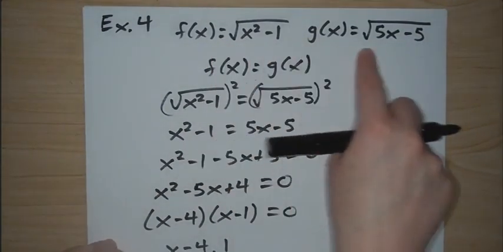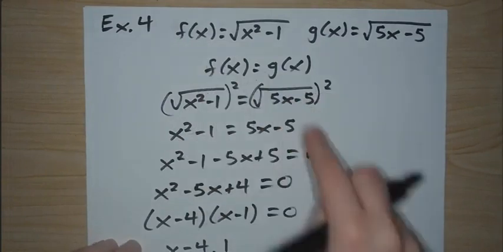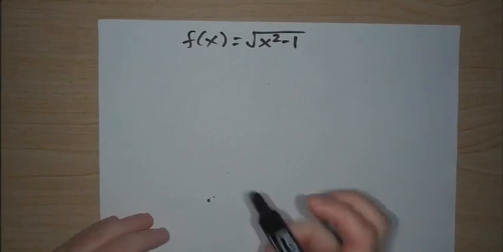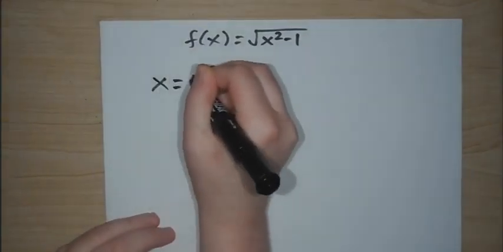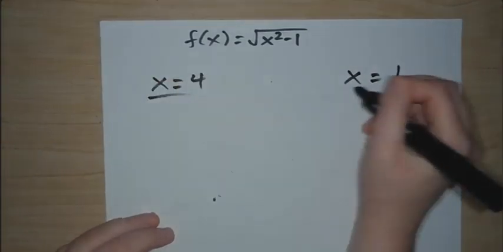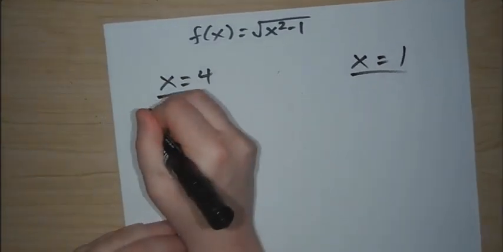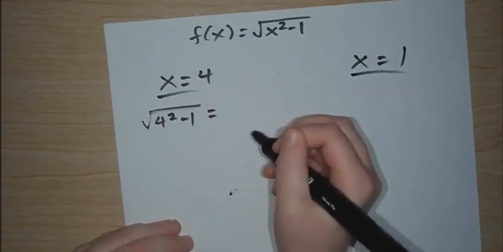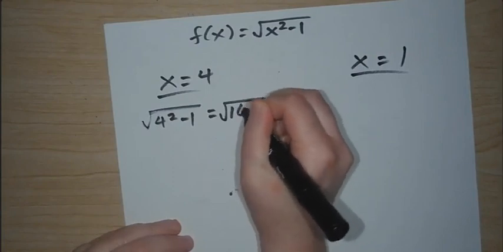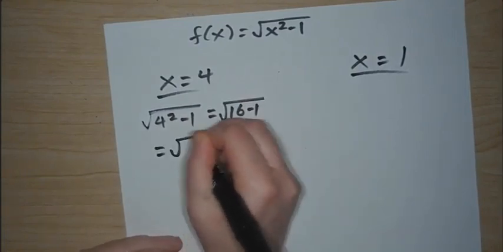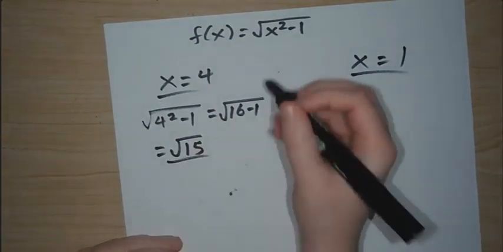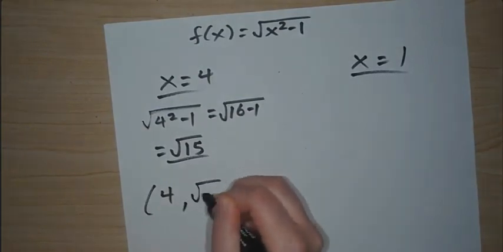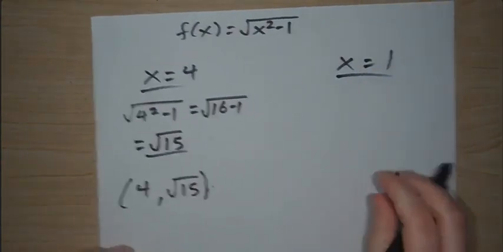So we could check in either f of x or g of x. We're going to just do f of x. So we need to check the values of x equals 4 and 1 for f of x. For x equals positive 4, we have our y value of the square root of 4 squared minus 1, which is the square root of 16 minus 1, which is just the square root of 15. This is a real number, so a point of intersection would be 4, square root of 15, and it's valid.